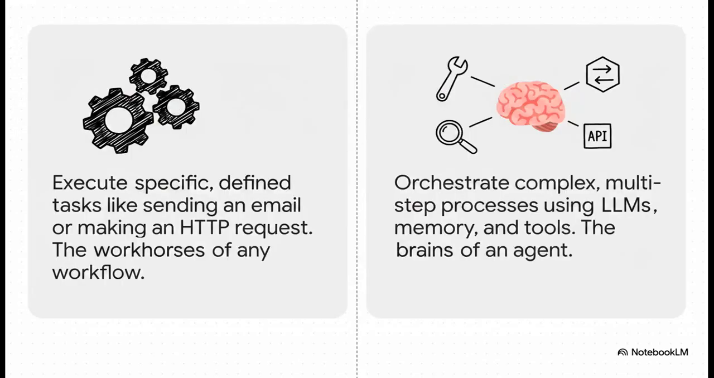Now, to make that kind of workflow possible, you really need to understand the 2 types of building blocks you're working with. You've got your core nodes. These are the workhorses, right? They do one specific, defined task like sending an email. And then you have the AI nodes. These are the brains of the whole operation. They're the ones orchestrating everything, making decisions, and using other tools to achieve a bigger goal.